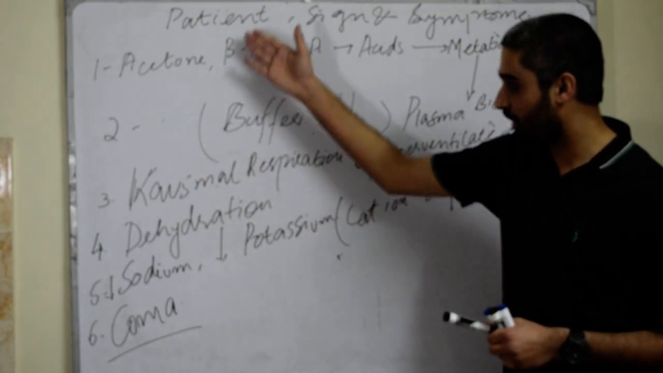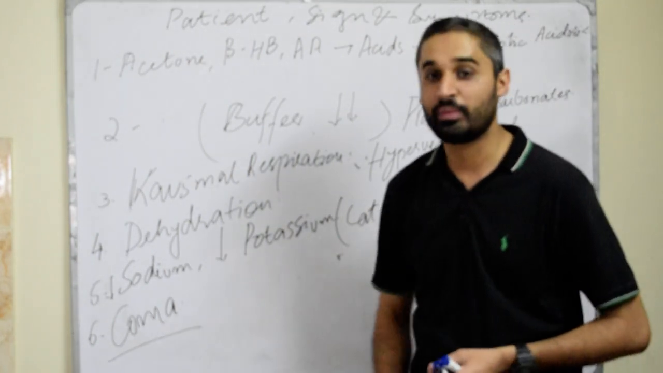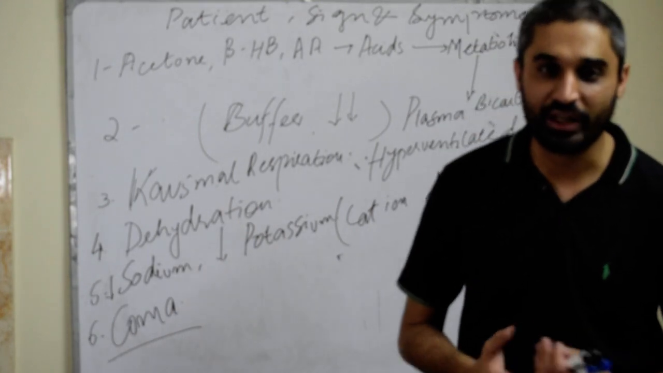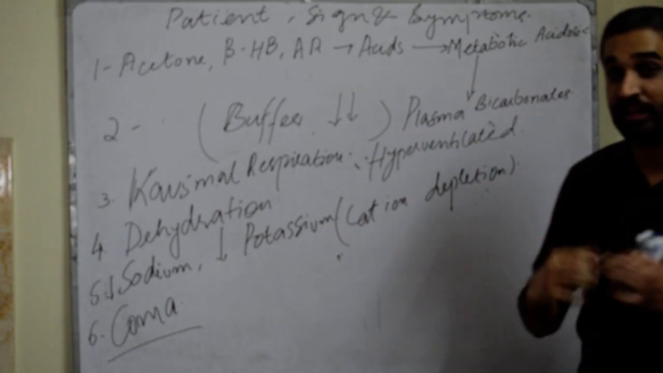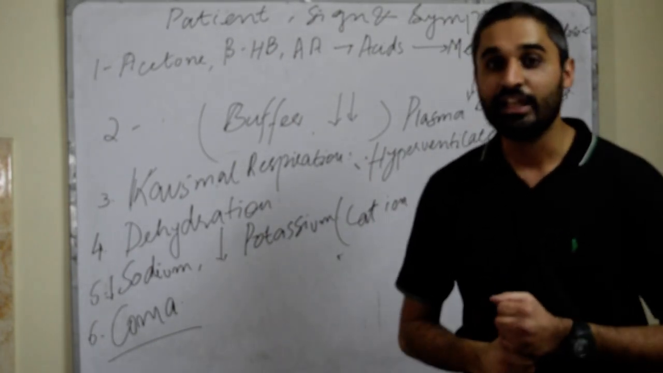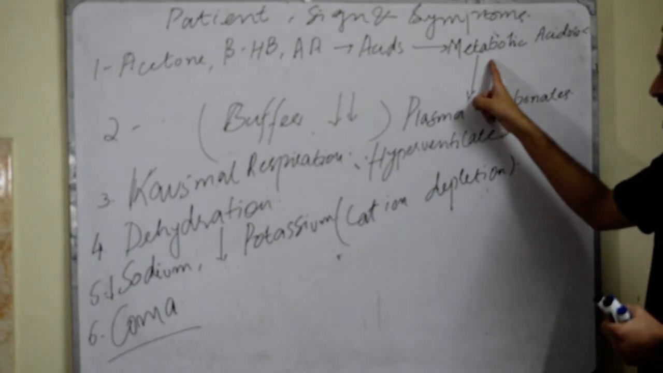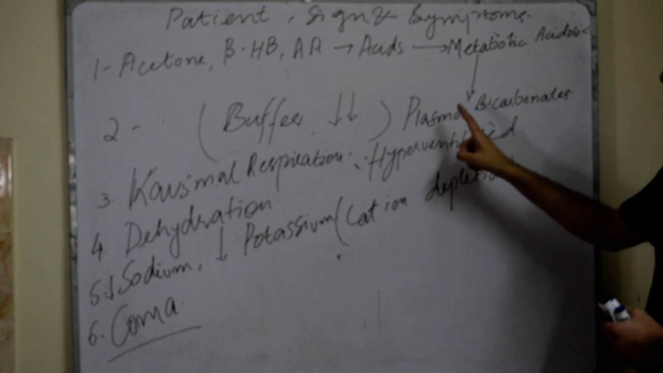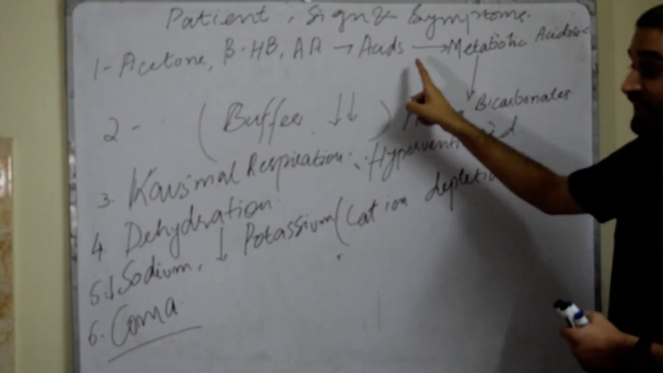Coma is caused by all of these symptoms. All of these signs and symptoms will lead to a state of coma in the body. The patient will be comatized. Why? Because there will be increased accumulation of acids in the body that will lead to metabolic acidosis. To overcome this, the plasma bicarbonates will come into action and start inhibiting the change of pH.